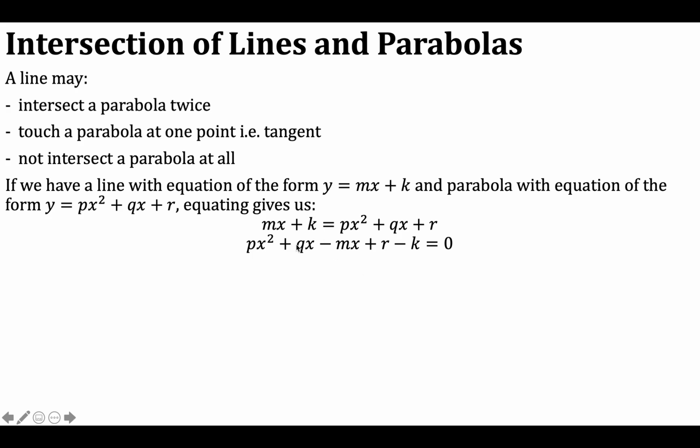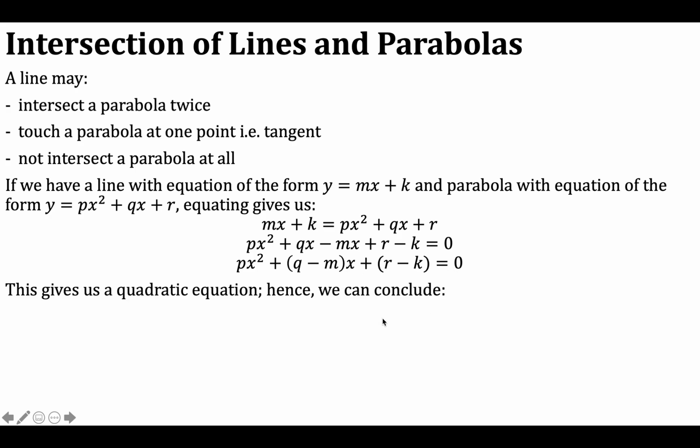And then we can take out, for instance, a common factor of x between these two terms. So we can see we've got px squared plus (q minus m) multiplied by x plus (r minus k) equals 0. And what we actually have now is a quadratic equation. We've got an x squared term, an x term here, and we've got a constant being equal to 0.